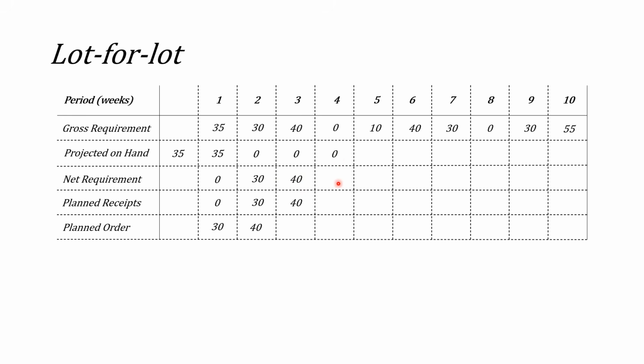Since the gross requirement is 0, my net requirement is also going to be 0. My planned receipts are actually going to be 0 as well, which means I don't need to place an order, right? Now in this case, I have nothing carrying forward. My net requirement is 10, because that's my gross requirement. I need to receive 10, which means I need to place an order of 10 units before. I can just go ahead and fill the rest of it out as such.